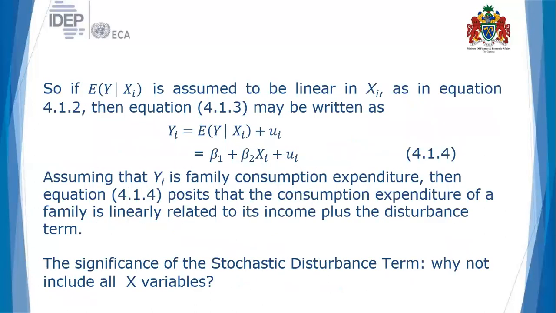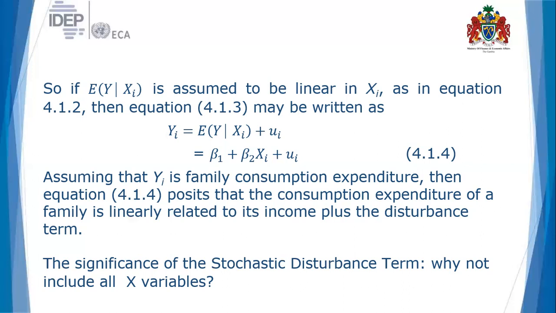So if the expected value of y given the value of x is assumed to be linear in xi, then equation 4.1.3 may be written as yi is equal to the expected value of y given the values of x plus the disturbance term or the error term, which is the same as beta 1 plus beta 2 xi plus mu i.